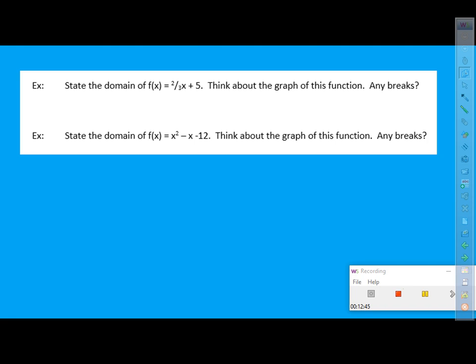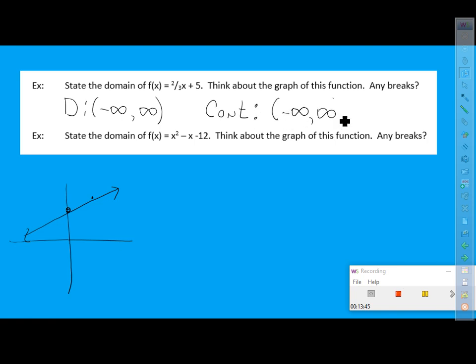So look at your very first one there. It says state the domain of 2/3 x plus 5. Well, if you think about it, we know that's a line starting here at 5 with the slope of up 2 and over 3. So we know it looks something like that. The domain of this thing would be negative infinity to infinity. There's no breaks in it, and we can draw it with our pencil without ever picking it up, so it's going to be continuous everywhere. So I'm going to state that the domain is negative infinity to infinity. I'm also going to tell you that this graph is continuous from negative infinity to infinity. Domain is the same thing as continuity.